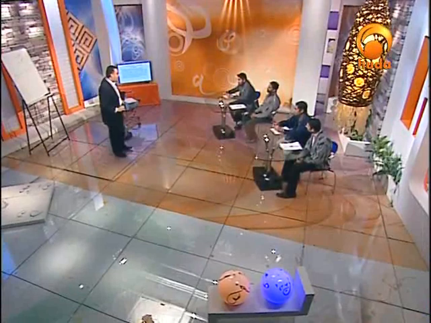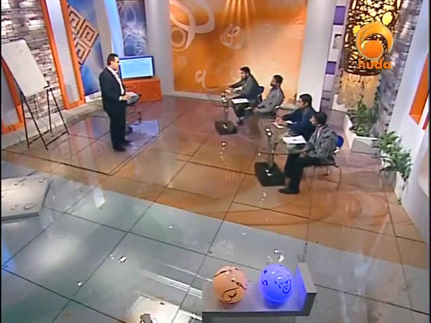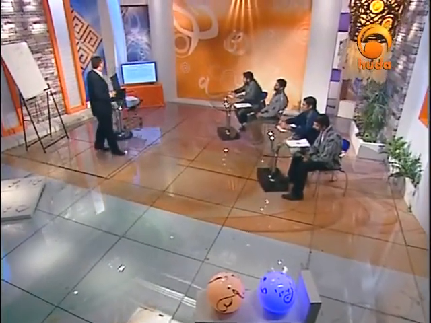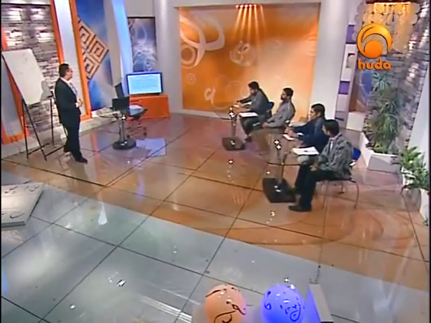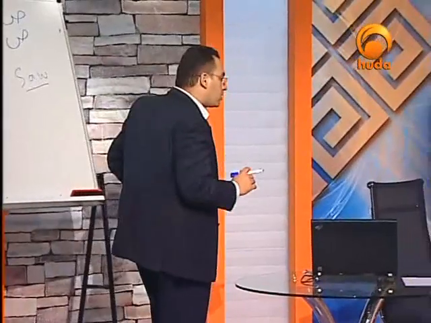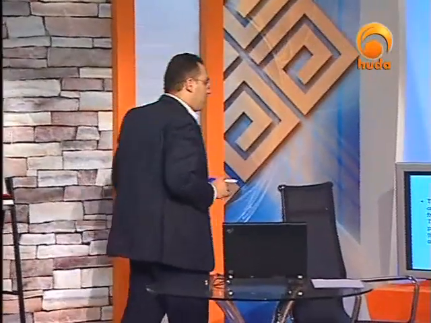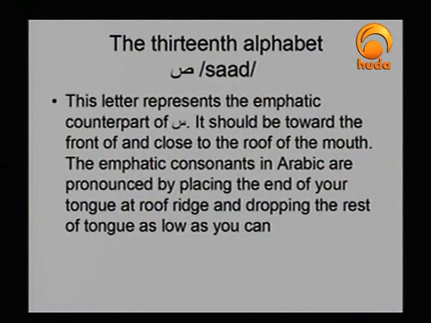But again, the bottom line here is that there's a distinction between Sa and Sa. Now, let me have a look at how we can write such a letter in Arabic. This letter represents the emphatic counterpart of Sa. It should be toward the front end, close to the roof of the mouth. The emphatic consonants in Arabic are pronounced by placing the end of your tongue at your roof ridge and dropping the rest of your tongue as low as you can.